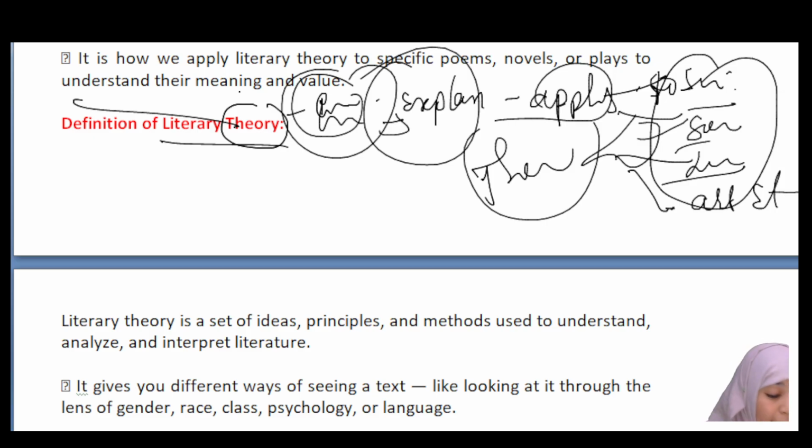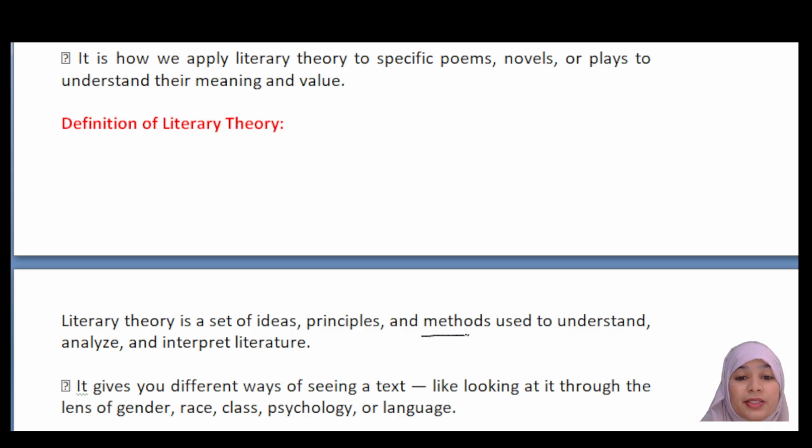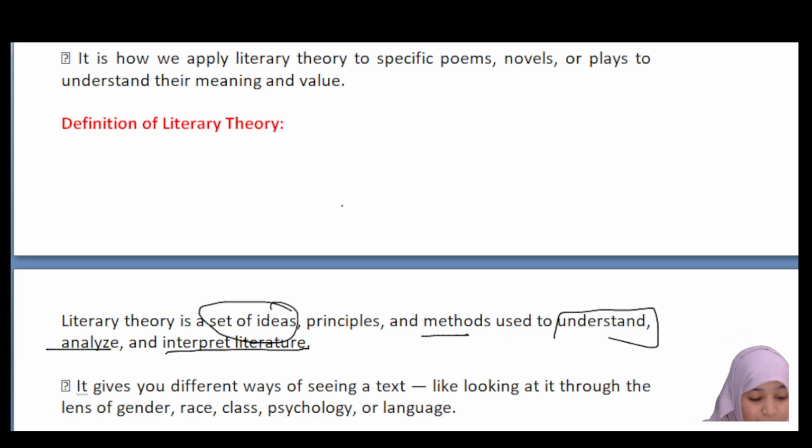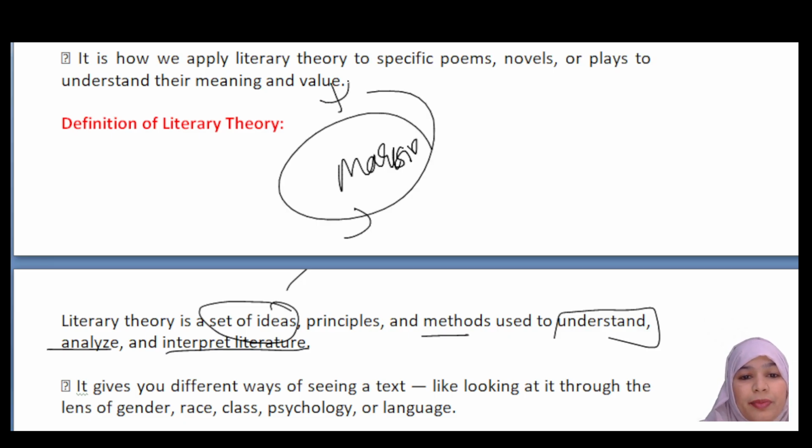What about literary theory? It is a set of ideas, principles, methods used to understand, analyze and interpret literature. So it is a set of ideas. Furthermore, we can say it deals specifically with literature, to explain how to read. If you take the Marxist point, this is the theory. Okay, this is a kind of theory.